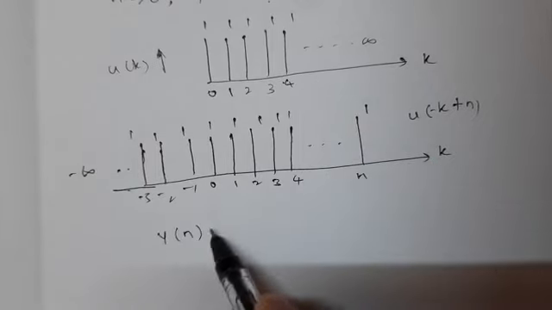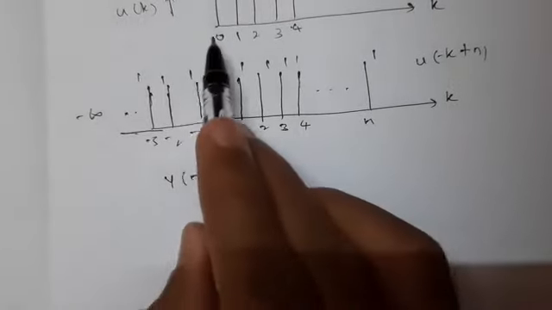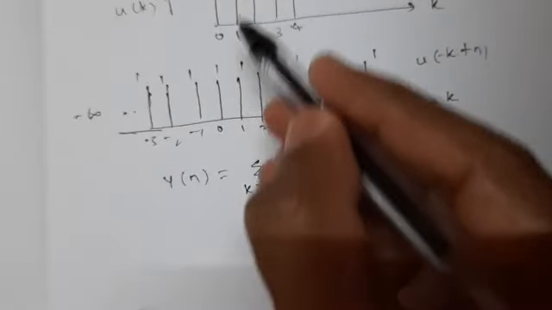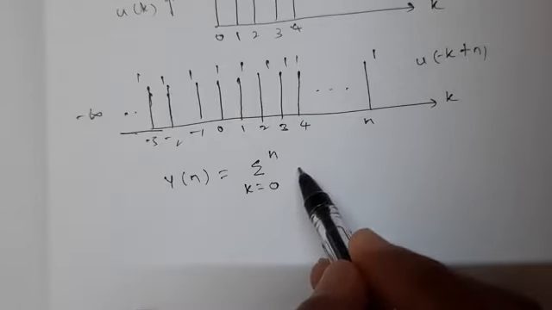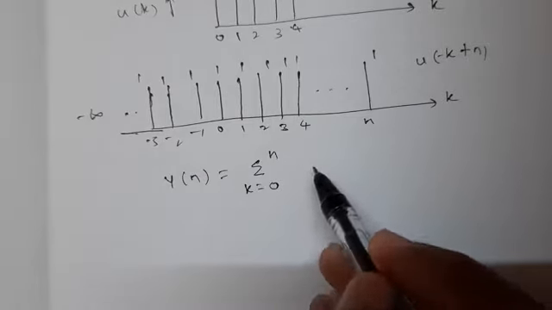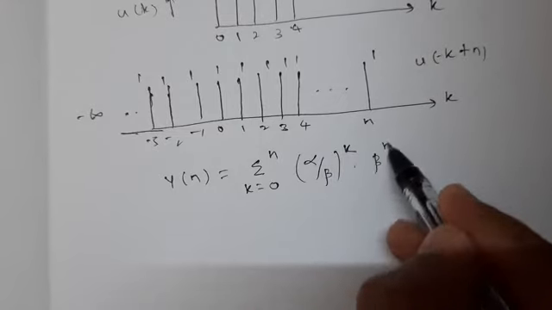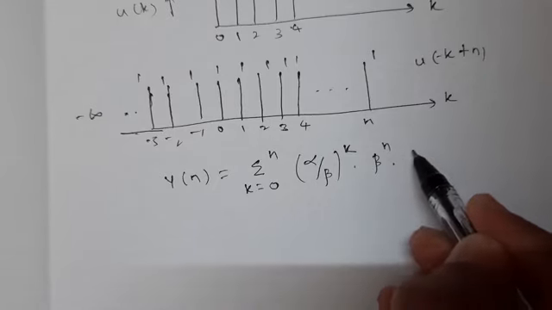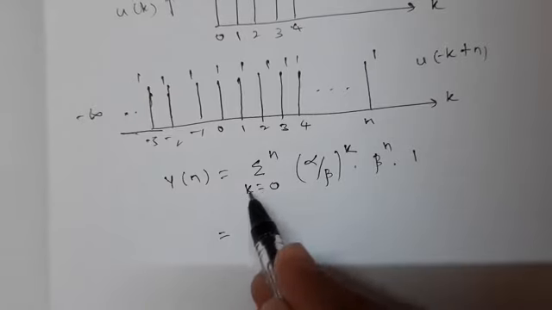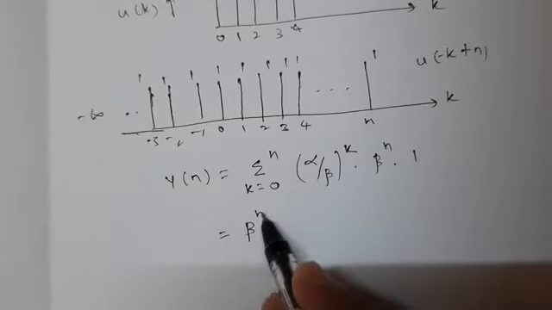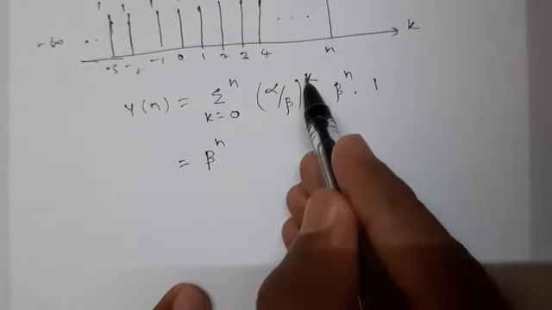Hence you can write y of n is equal to summation k equal to 0, where it starts overlapping, till n, k equal to 0 to n. What is your equation? It was alpha by beta to the power k into beta to the power n, u of k, u of n minus k becomes 1 because their amplitudes are 1. So beta to the power n is nowhere related to this summation. You can take it out. Beta to the power n, now summation k equal to 0 to n of alpha by beta to the power k.